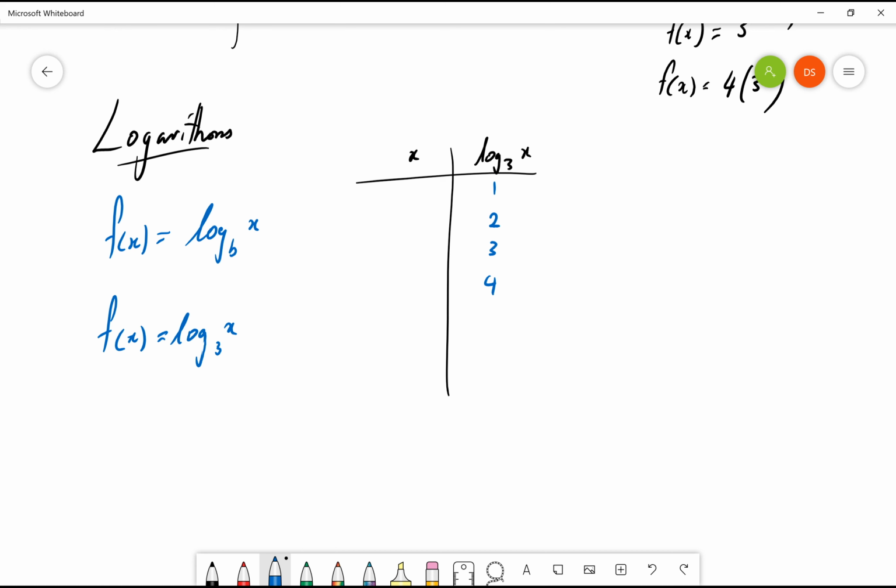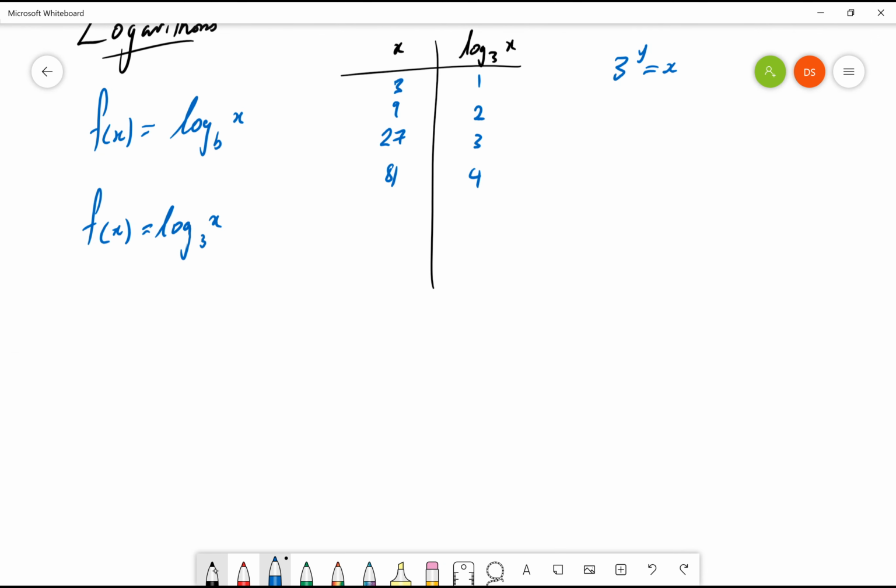If the log is 3, what was the x value? Well, what is the power of 3 that gives me? Remember, this is saying 3 to the power of, if I were to write it out like this, 3 to the power of y is equal to x. So what is 3 to the power of 1? 3. What is 3 to the power of 2? 9. What's 3 to the power of 3? 27. 3 to the power of 4? 81. And in fact, logs and exponentials are kind of the same.